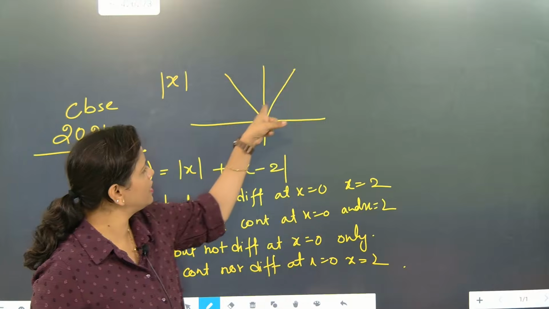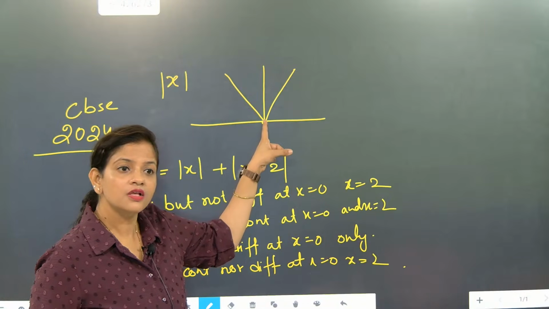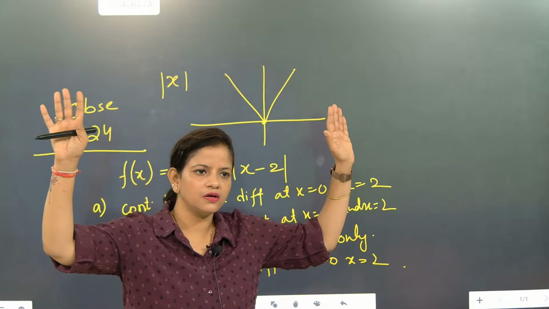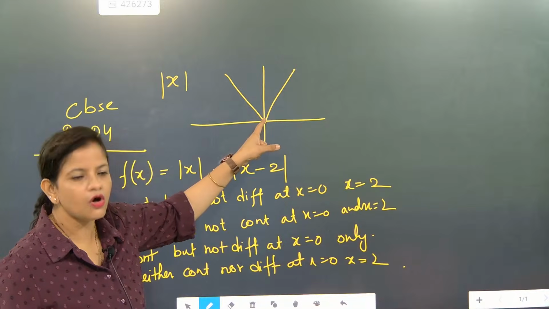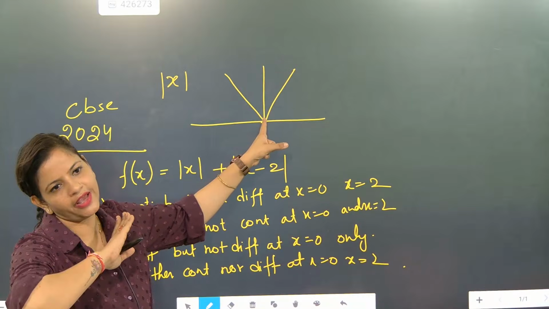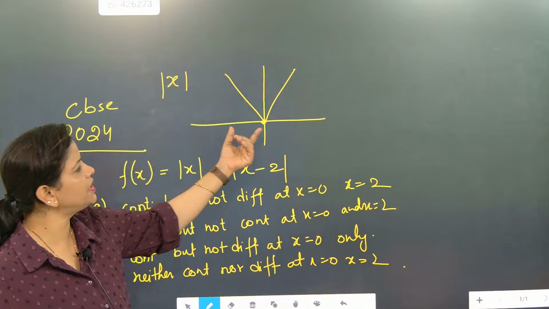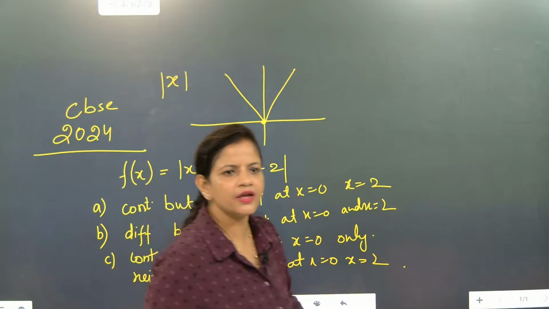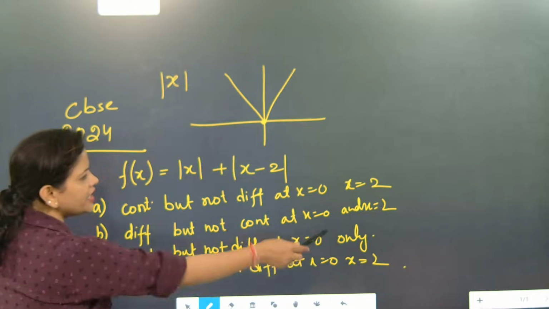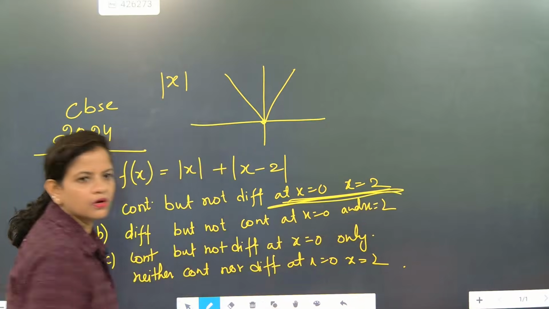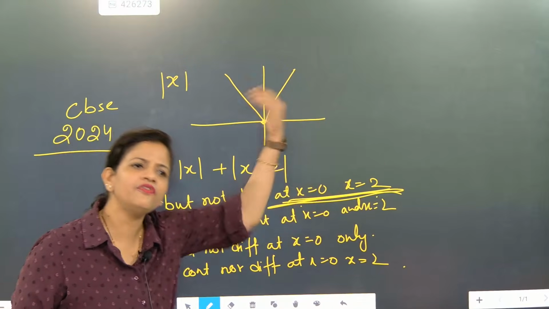But it will be differentiable in all this region, and not differentiable at x equal to 0. Story ends here. The contact point of a modulus on the x-axis is not differentiable there. Other than that, it is differentiable everywhere. Here they are asking about 2 and 0. At x is equal to 2 and x is equal to 0, differentiability will fail.